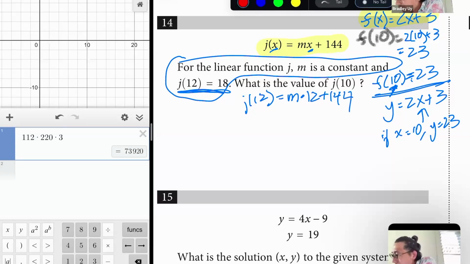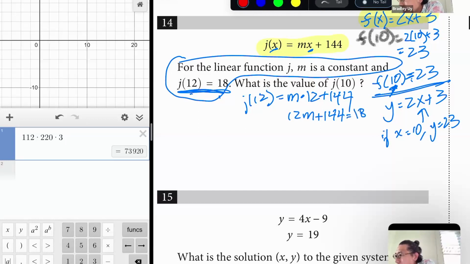Notice, technically speaking, that is true. You're going to plug in a 12 for this x, and it goes right there. The m still hangs out on the left of it. However, this doesn't look very standard, so what we want to do is switch this around. Makes it look a little more conventional, and so we have 12m plus 144. That is j of 12. Now, you can't do anything with this until you realize they tell us j of 12 is equal to 18. Aha. Okay.